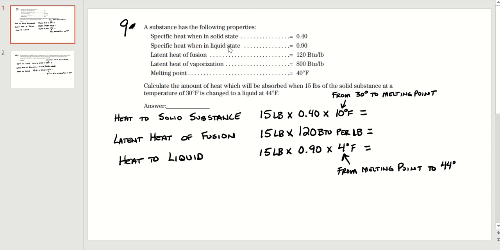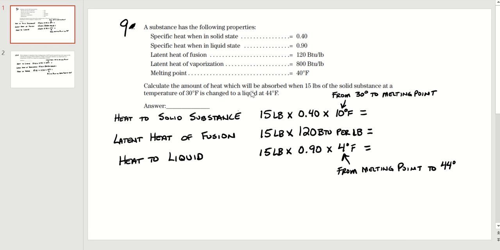heat in a solid state, heat in a liquid state, latent heat of fusion, latent heat of vaporization, and a melting point of 40 degrees. It says calculate the amount of heat which will be absorbed when 15 pounds of the solid substance at a temperature of 30 degrees is changed to a liquid at 44 degrees. And the important thing to note here is that the melting point is 40 degrees, so you are changing it from a solid to a liquid.